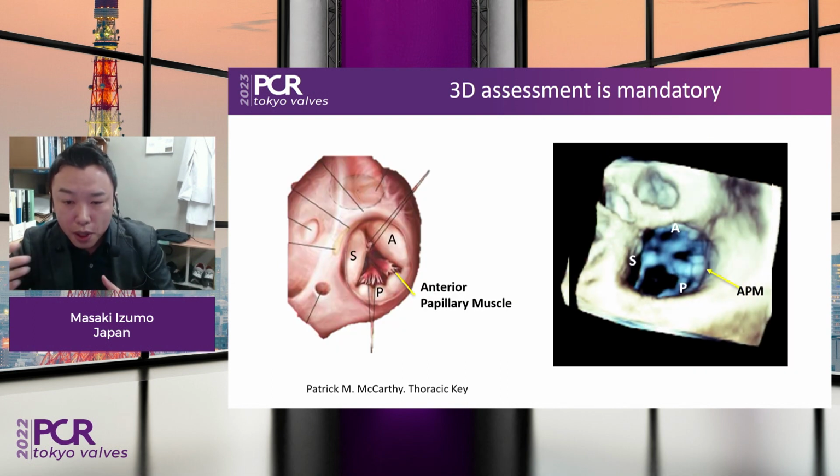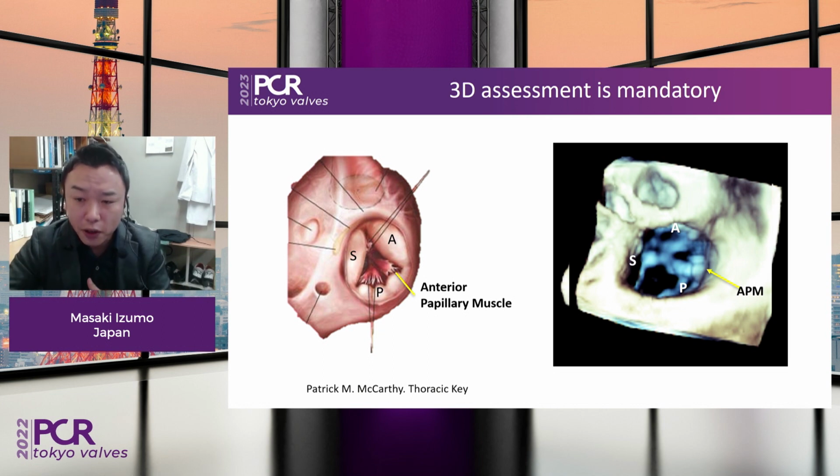The anterior papillary muscle is important to separate the anterior and posterior leaflet, as Dr. Simon said. The diagnosis of the anterior and posterior leaflet is sometimes difficult, but can be made easier by using 3D echo to show the anterior papillary muscle like this.